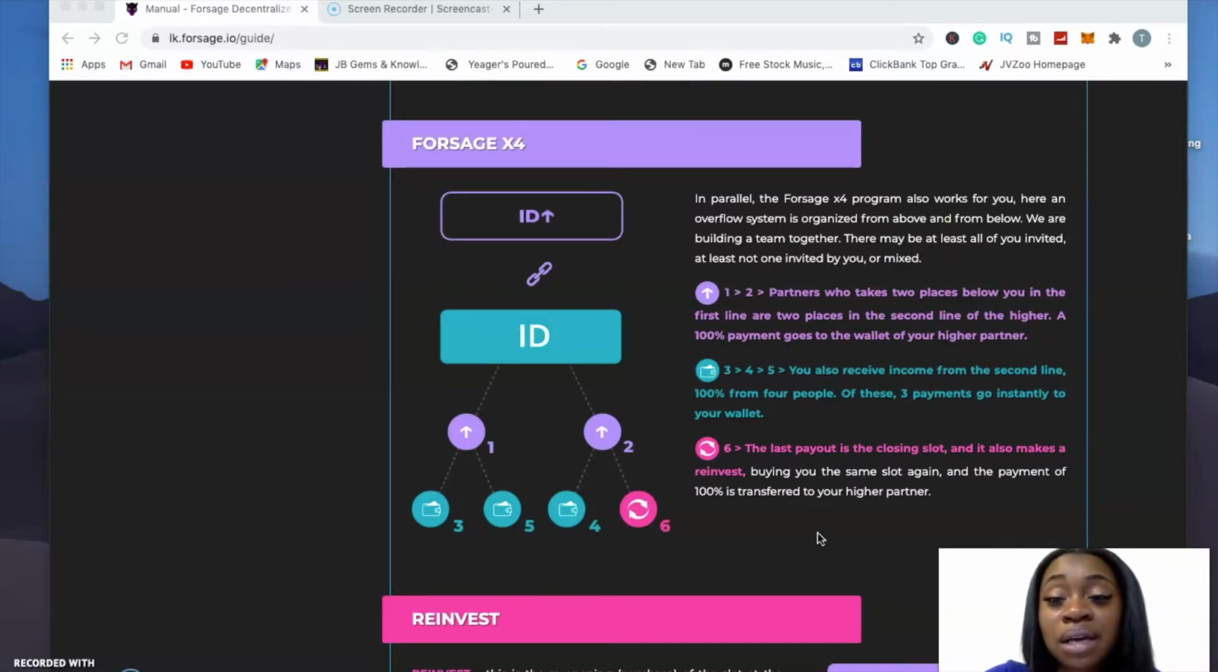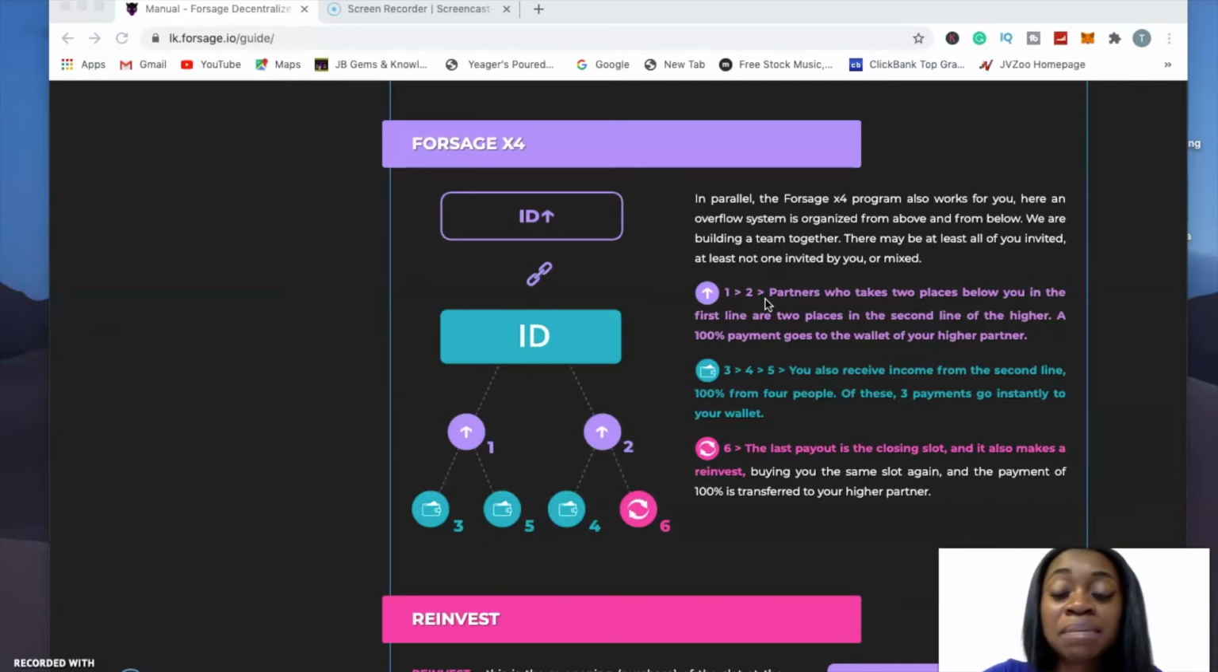So it says, in parallel, the Forsage X program also works for you. Here, an overflow system is organized from above and from below. We are building a team together. There may be at least all of you invited, at least not one invited by you, or mixed. So it says this purple arrow, which is these first two right here, it says partners who take 2 places below you in the first line are 2 places in the second line of the upline. 100% payment goes to the wallet of your upline partner.